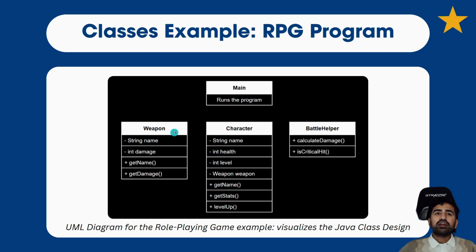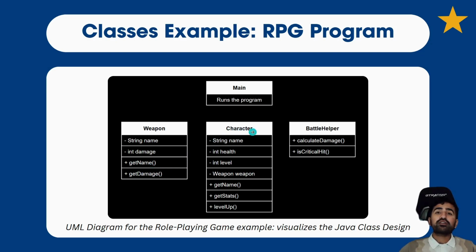So we have our weapon class. So the name of the weapon, the damage it inflicts, and then some methods. If we actually want to get the name of the weapon object, maybe it's a sword, we use a method to get the name as well as a method to get the damage. These are called getters. We'll explore that much more in detail in the next lesson.